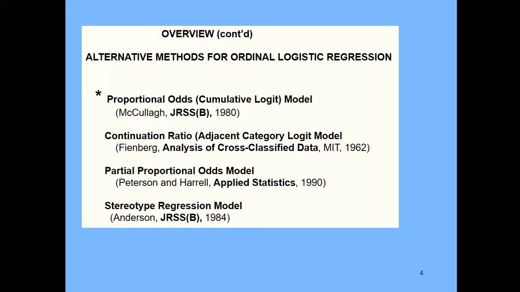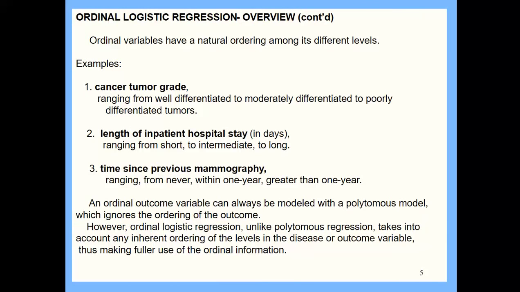Okay, so again, we talk about ordinal variables, and there are different kinds, but they have a natural ordering at their different levels. You can talk about cancer tumor grade being well differentiated, moderately differentiated, to poorly differentiated. The outcome could be length of hospital stay, how long they're staying in the hospital: short, intermediate, long. In fact, that's the Acinetobacter example I'm going to be talking about here, where the outcome was how long they stayed in the hospital. It's an ordinal outcome with three categories: short, intermediate, and long.